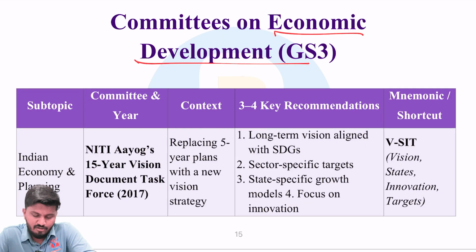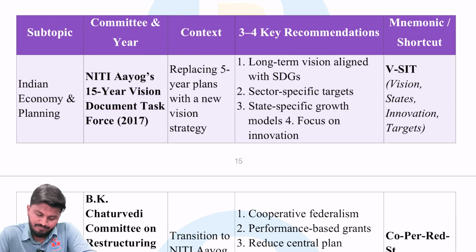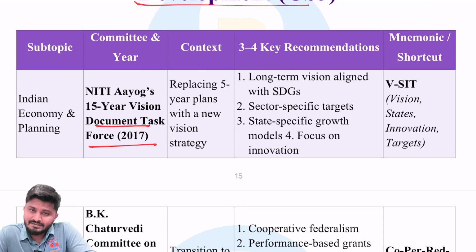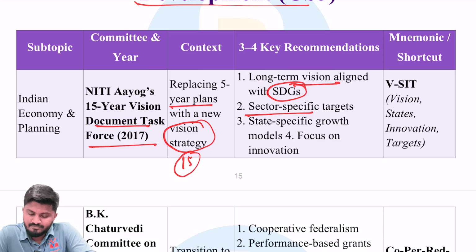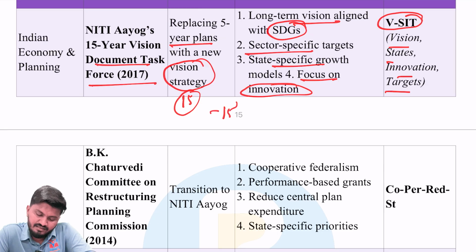So, important committees on economic development, GS3. Subtopic is Indian economy and planning. The committee is Niti Aayog's 15-year vision document task force of 2017. The context: replacing 5-year plans with a new vision strategy which is up to 15 years. Important recommendations: long-term vision aligned with sustainable development goals, sector-specific targets, state-specific growth models, and focus on innovation. The mnemonic is VSIT, meaning vision, states, innovation, and targets. This has already been implemented by Niti Aayog. The 15-year framework has been implemented in India instead of the usual 5-year plans.